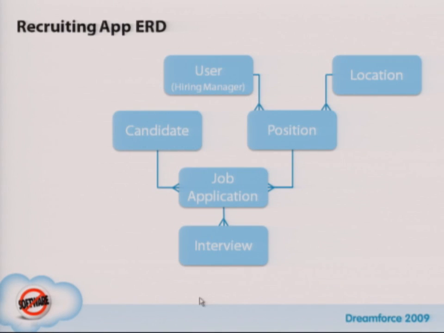So just to give you one more view of what this recruiting app looks like, this is the entity relationship diagram. So all of those objects that I showed you before are right here. We've got the user, who's a hiring manager, and that's associated with the position. And of course, positions are associated with locations. And then you can also see the other important objects, the candidate, the job application, and the interview.